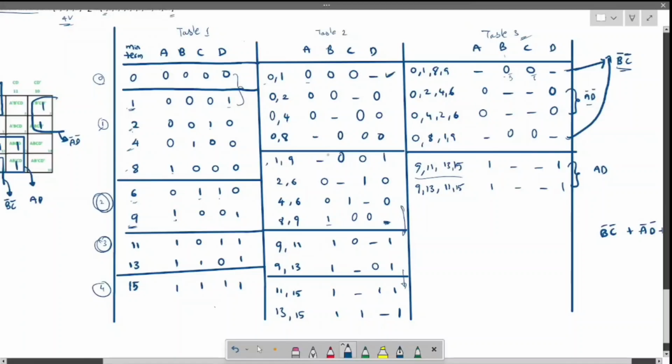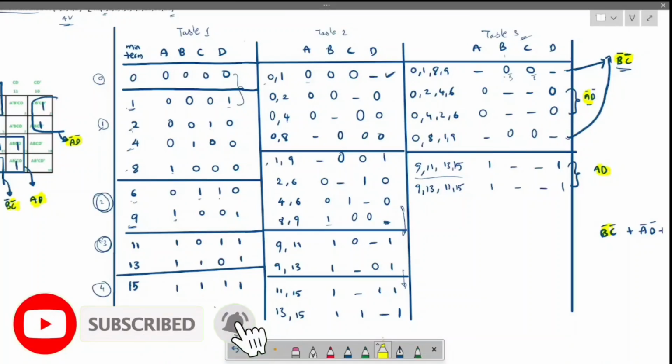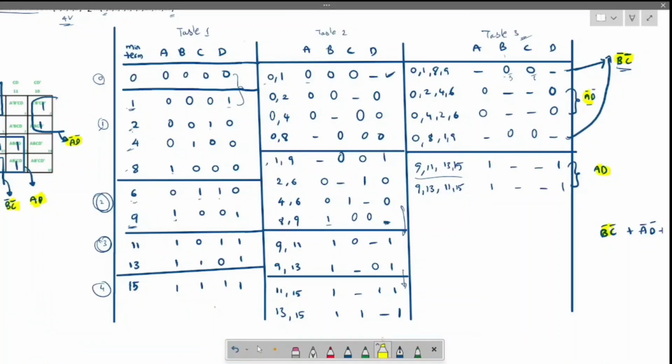See, B C bar, and A D bar, and A bar D bar. See, B C bar, A bar D bar, A D. Okay. So this is how the tabulation method will be. I hope you got the idea on this.